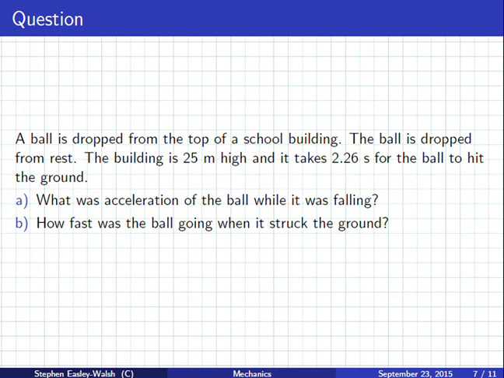Everybody try this one for me themselves. So in this question here, you have a ball and it's dropped and it travels 25 meters and it takes 2.26 seconds to hit the ground. So do we know the U? Yeah, we know the U, 0. Do we know the V? No, we don't. We don't know how fast it's going when it hits the ground.